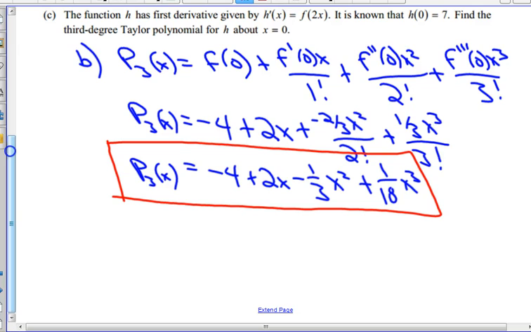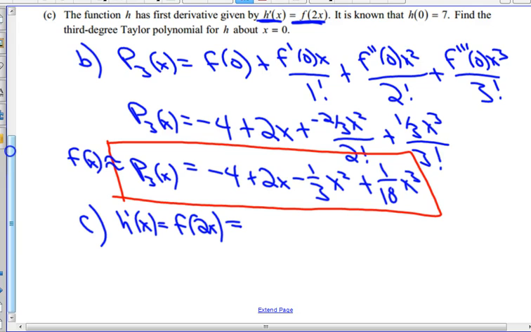Let's do part C now. H prime of x is f of 2x. Let's just do that part right now. This is P3 of x, which is based on f of x. So f of x is the polynomial approximation. So h prime of x equals f of 2x. So guys, everywhere you see an x, take out that x and put in a 2x. So I get a -4, take out the x, just kind of circle that or erase that or something here. Take out the x, put in a 2x, and I get 4x minus 1/3.